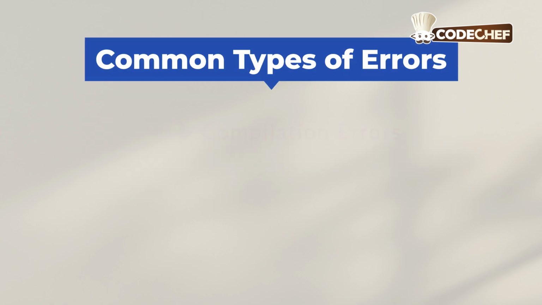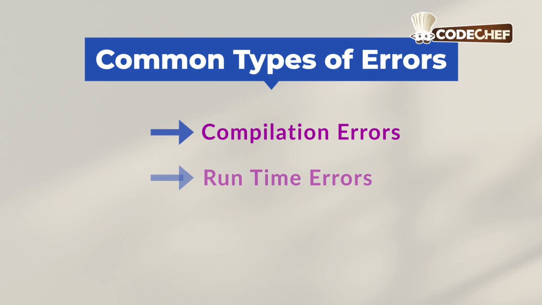Now let us discuss some common types of errors. First is compilation error. Second is runtime error, and third is logical error. Now let us discuss these three types in detail.